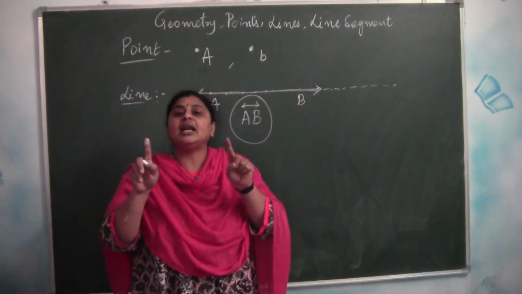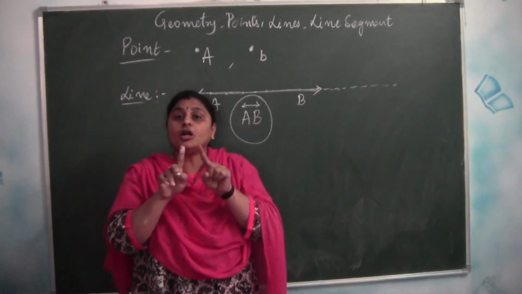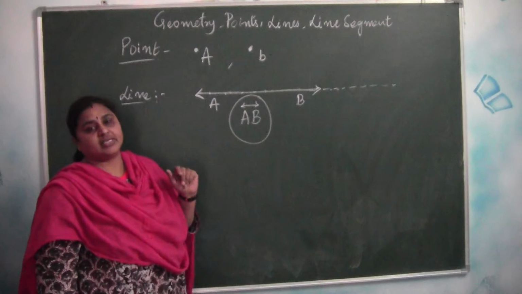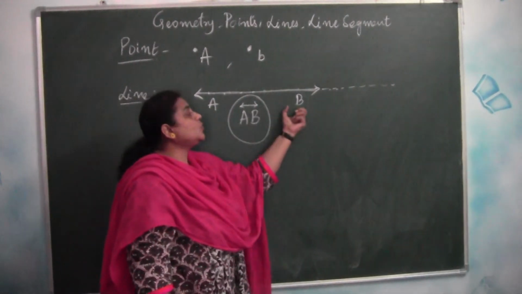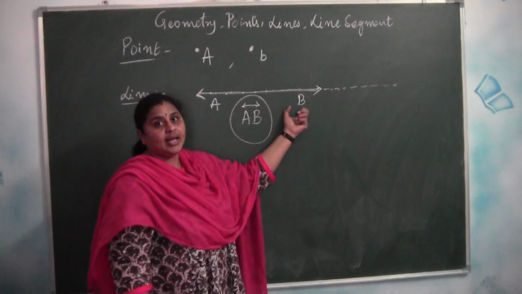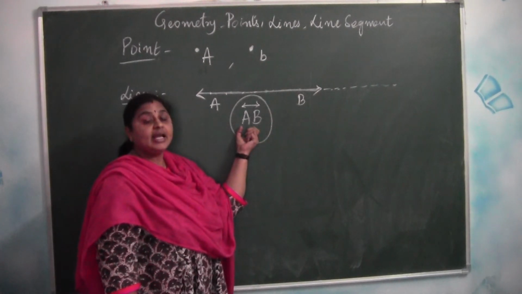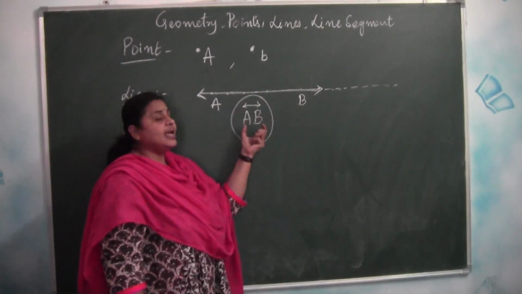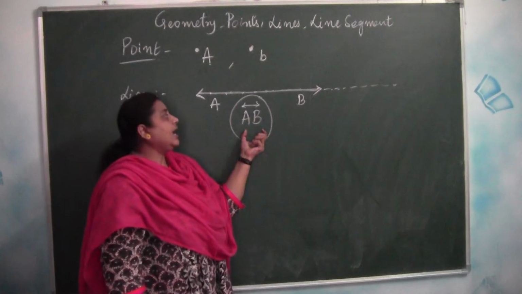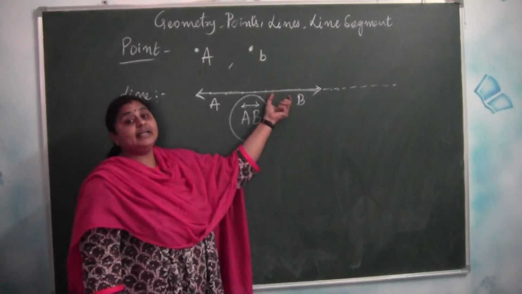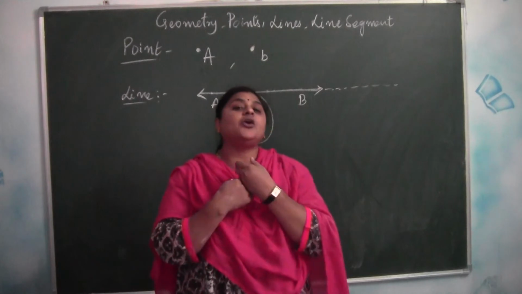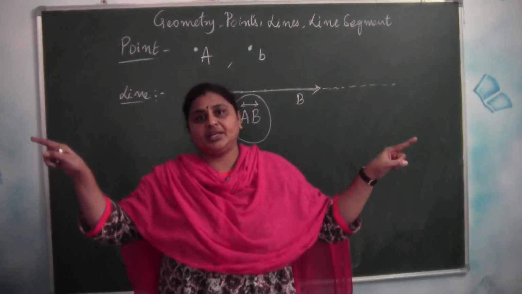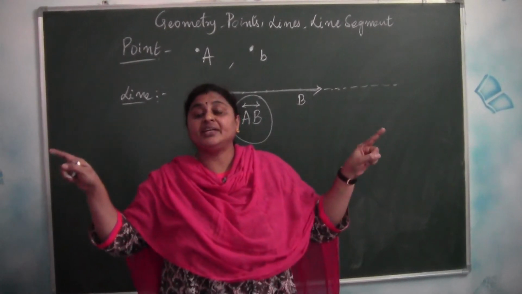It means the length of the line can be increased on both sides, either on the left side or on the right side. And we are using two alphabets to name the line. This is how we represent the line. It means line AB. How are you reading this? Line AB. Got it? And the length of the line is indefinite and unmeasurable. You cannot measure it, because with the arrow marks the line length can be increased as much as we want. It has indefinite length.